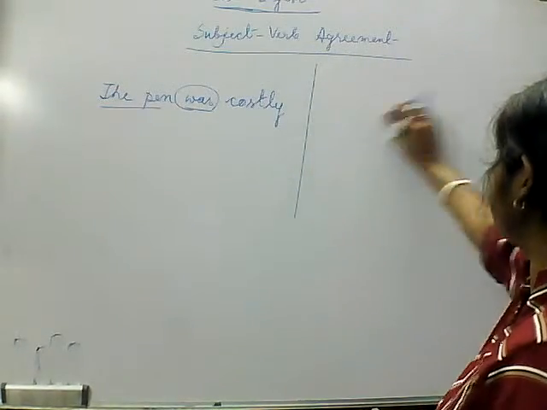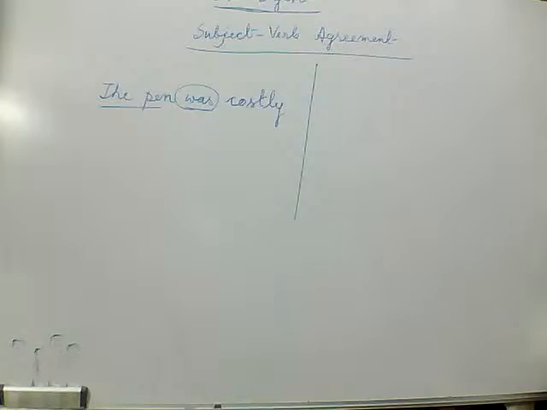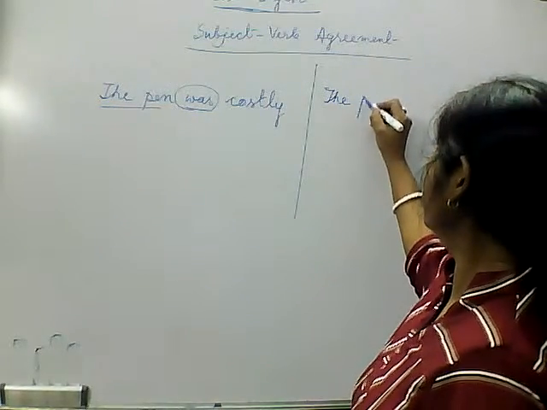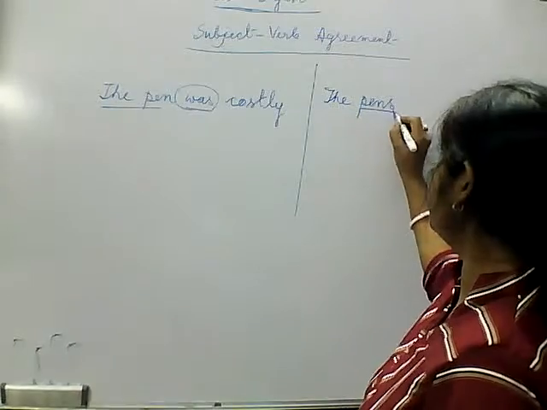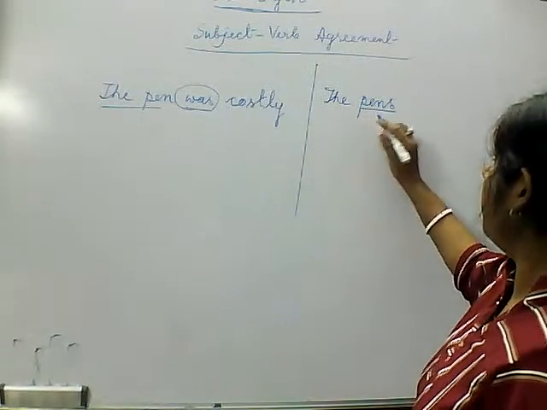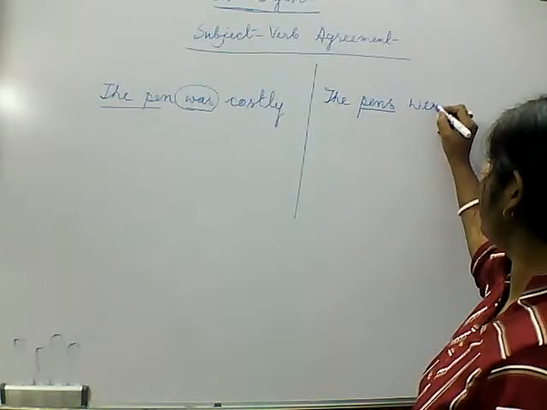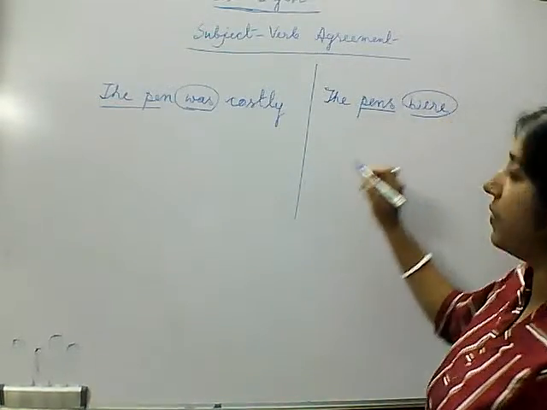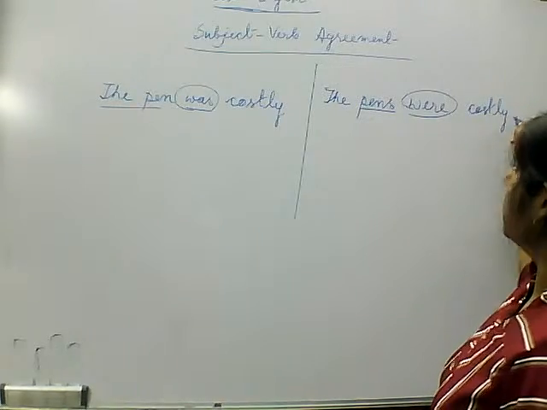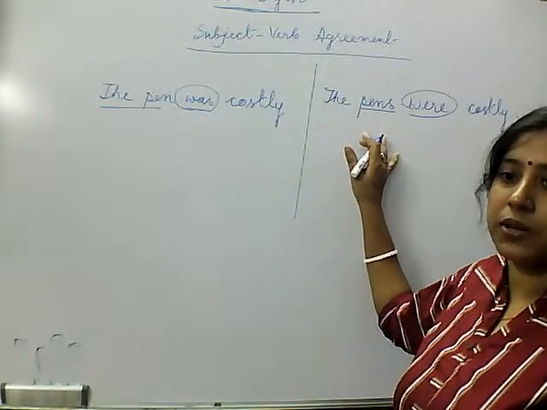Now I just want to write another example. Okay? The pens, it will be plural number. I have used s. Okay, pens, was or were, which will it be? You understood this difference? Okay, this will be costly. So, got this difference, children?